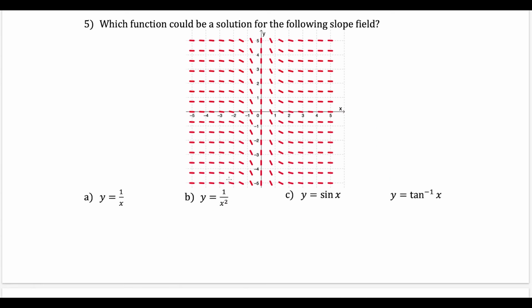So question 5, we have a slope field, and we want to find a potential solution curve to the slope field. So let's say we pick out a point over here. The way slope fields work is that you want to draw your curve in the direction that the little lines are pointing.